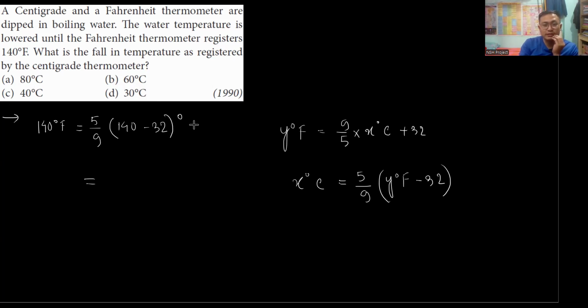5/9 into 140 minus 32, we have 108. So 108 into 5 by 9, which is equal to 60 degrees Celsius. 60 degrees Celsius is the answer.